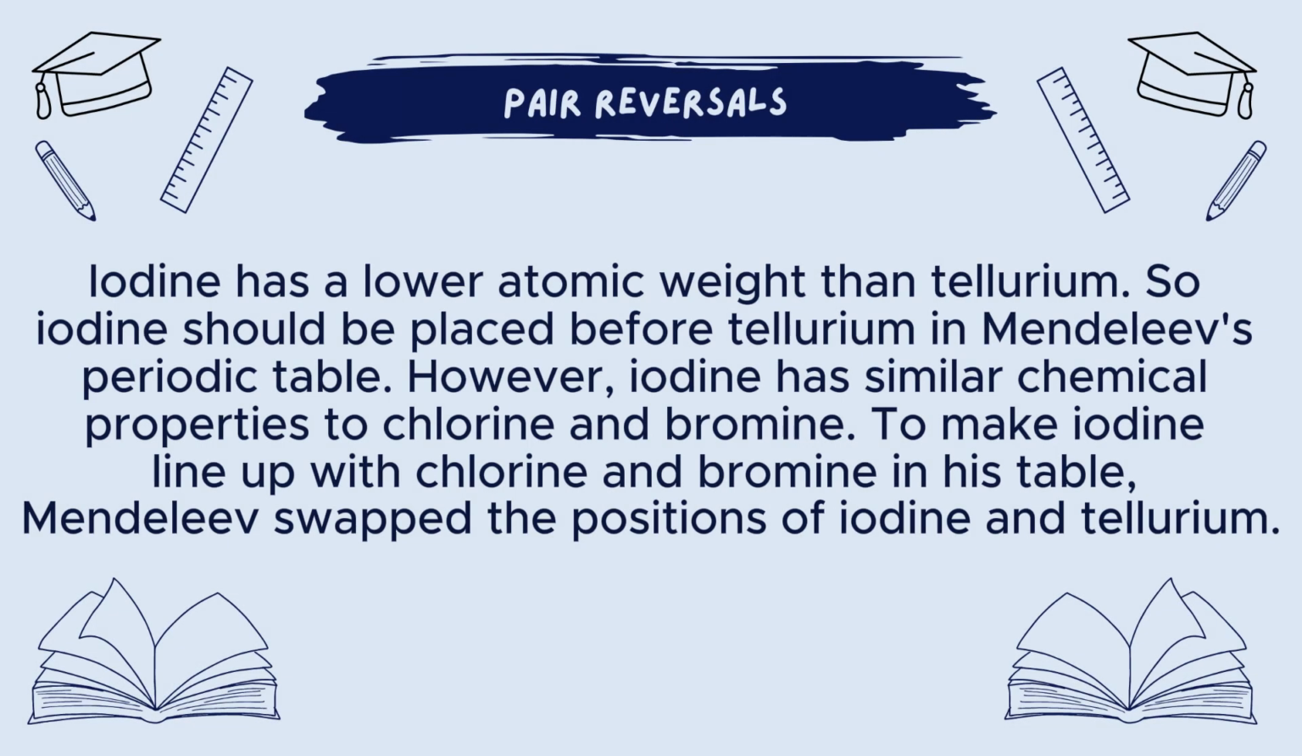Iodine has a lower atomic weight than tellurium, so iodine should be placed before tellurium in Mendeleev's periodic table. However, iodine has similar chemical properties to chlorine and bromine. To make iodine line up with chlorine and bromine in his table, Mendeleev swapped the positions of iodine and tellurium.